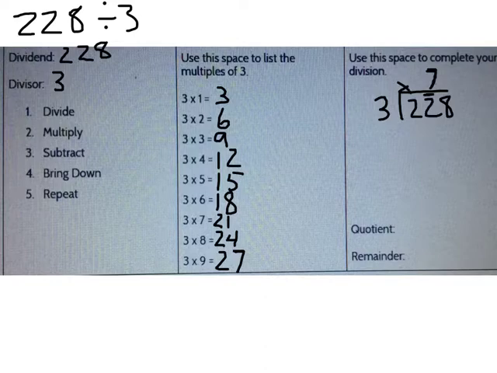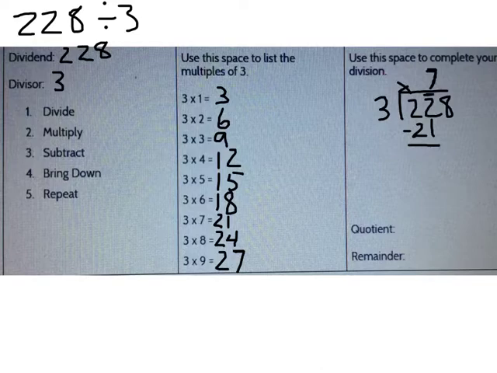So I'm going to multiply 7 times 3. What's 7 times 3? 7 times 3 is 21. I used 21 tens. What's my next step? I need to subtract to see how many tens I have left over. What's 22 minus 21?